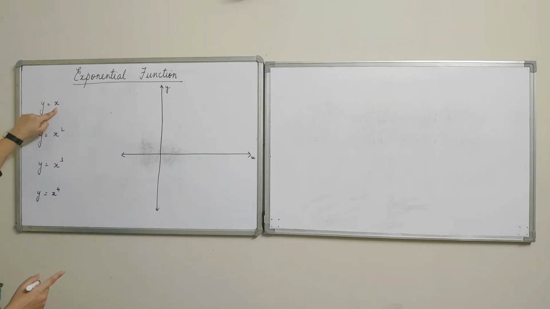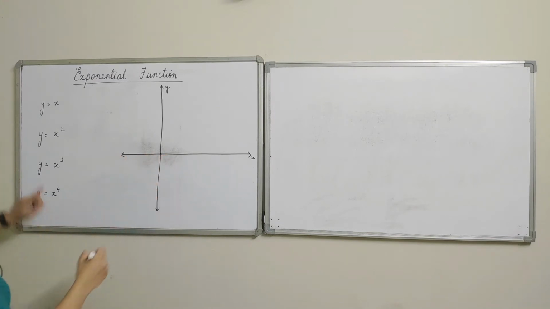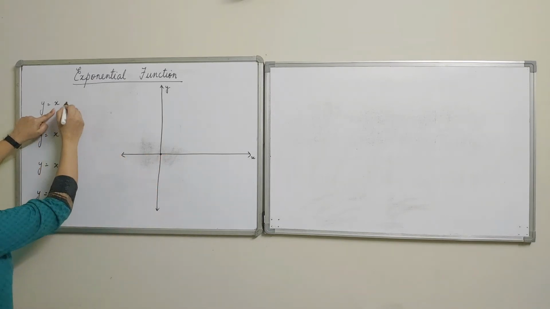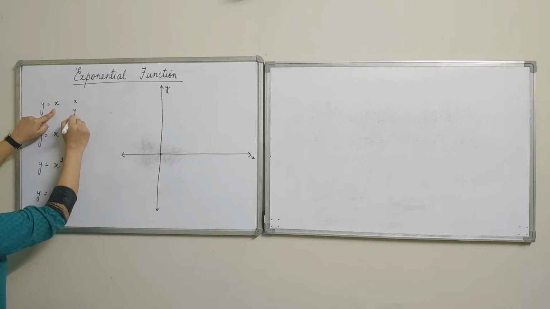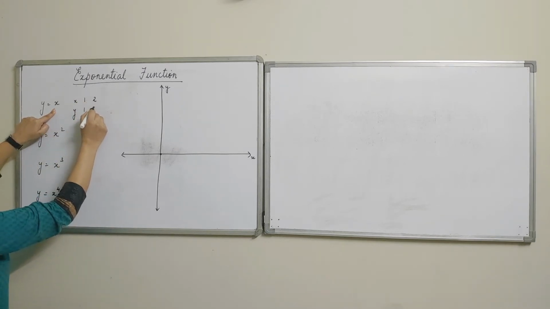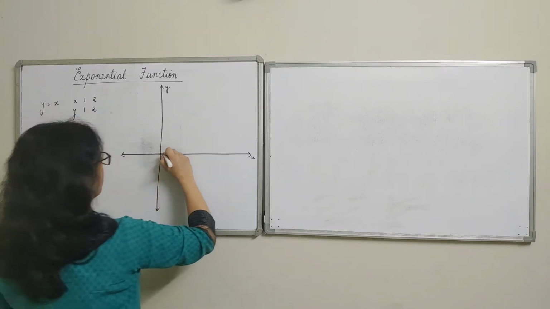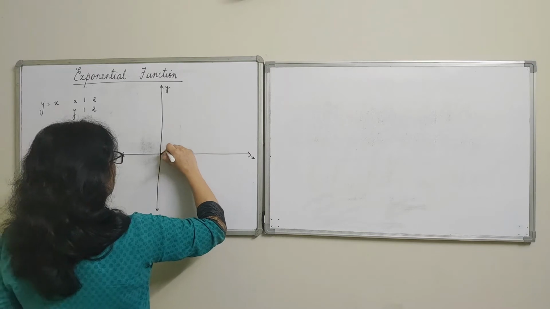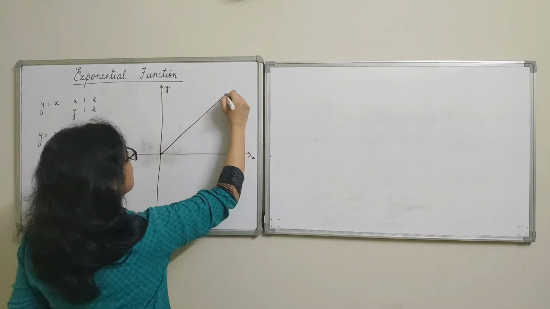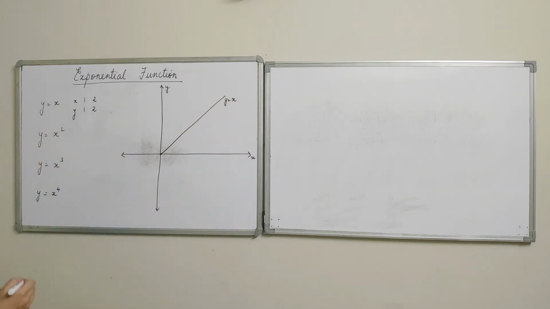So when we take x is equal to 0, y will be 0. So all these equations will have a curve passing through the origin. Alright, let's start with the first one. Here I'll write down that when x is 1, y is 1, when x is 2, y is 2. So that means this is going to be a straight line and it goes like this. This is the graph of the equation y is equal to x.